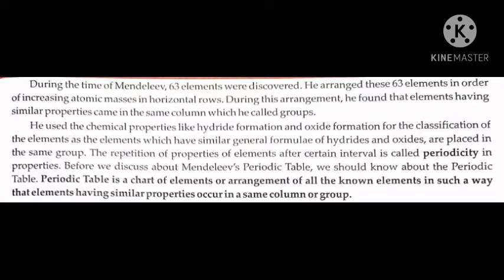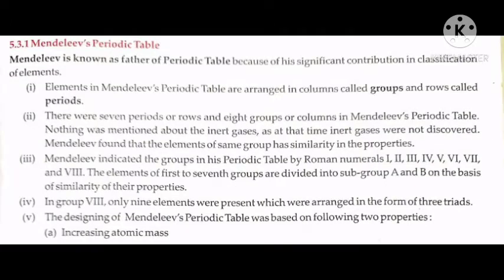The repetition of properties of elements after certain intervals is called periodicity in properties. Before we discuss Mendeleev's periodic table, let us know what a periodic table is. A periodic table is a chart of elements, or an arrangement of all the known elements in such a way that elements having similar properties occur in the same column or group.